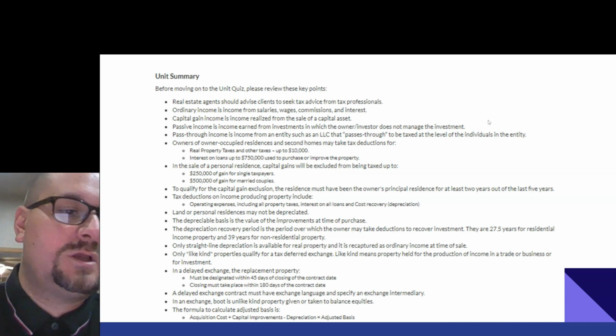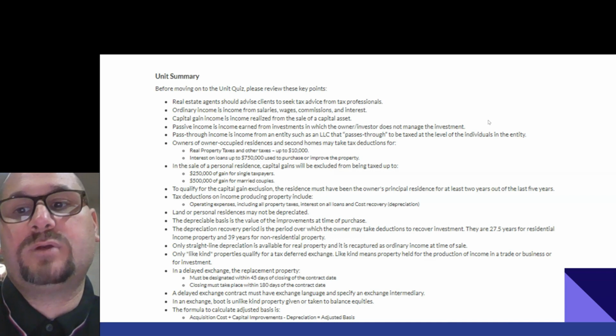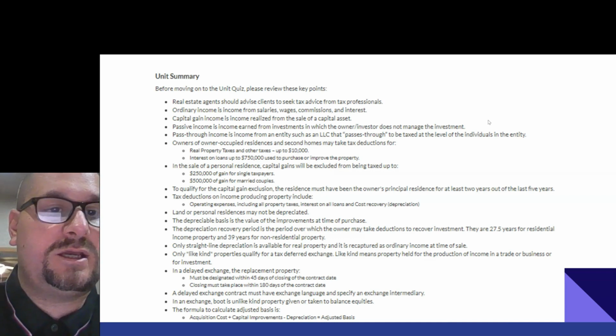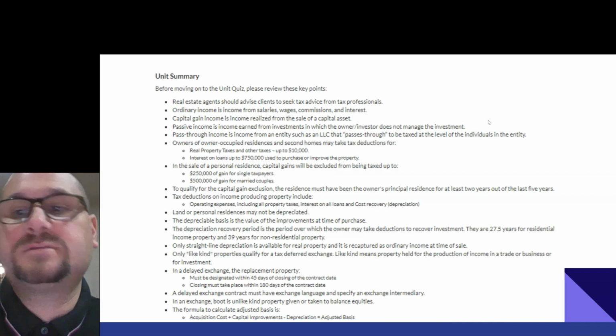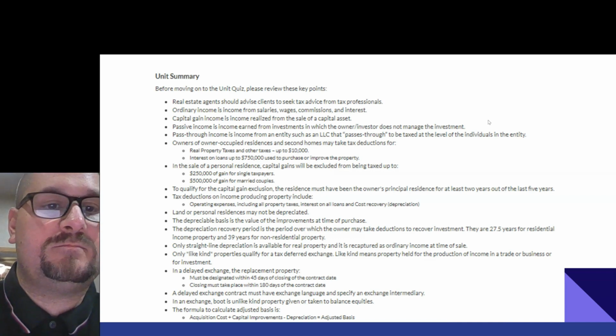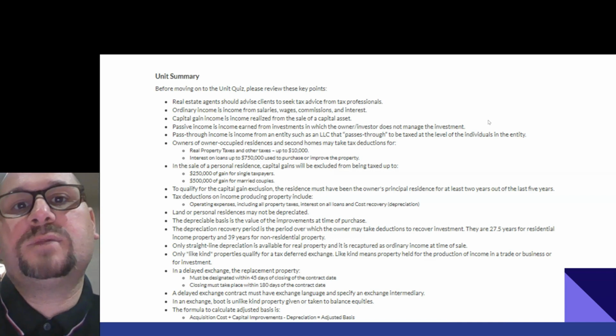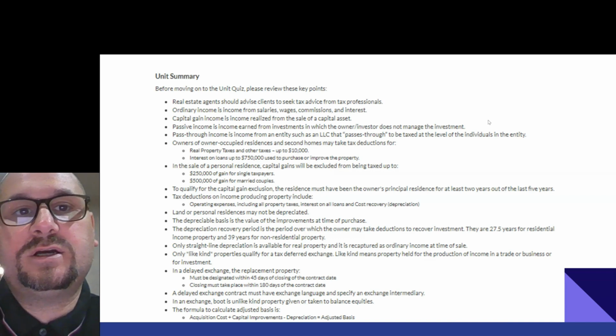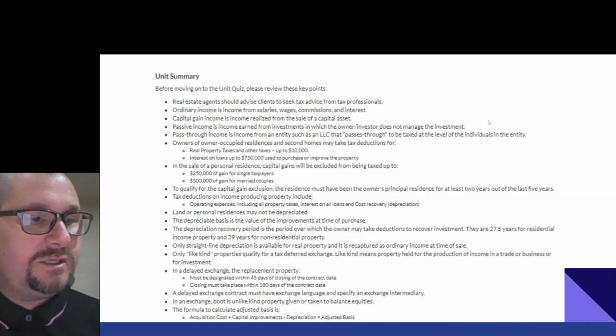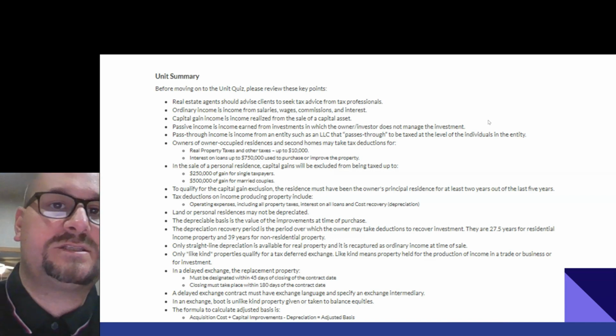So, for example, I have a property and I rent it out and I depreciate it over 27.5 years. And my CPA, my certified public accountant, does all the taxes, all the tax information.